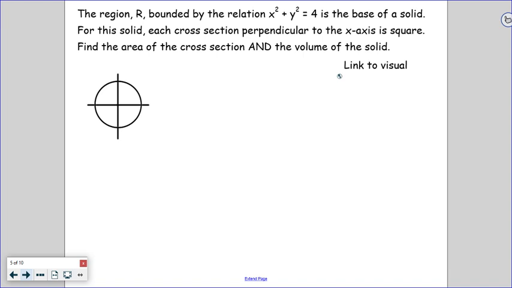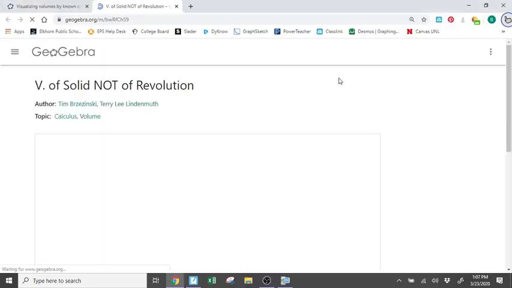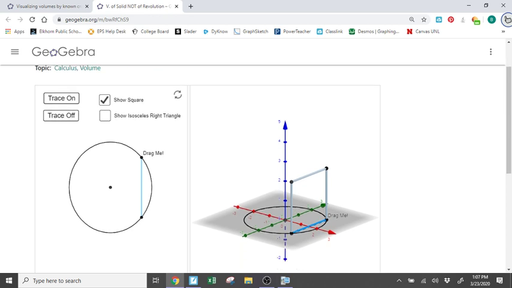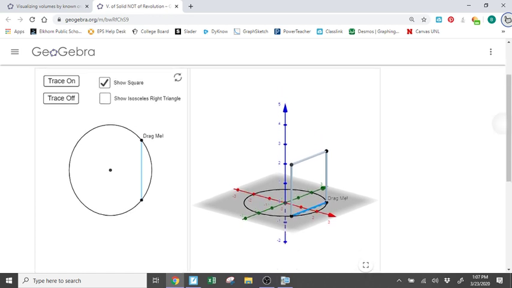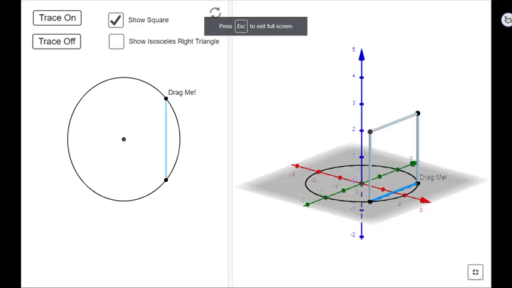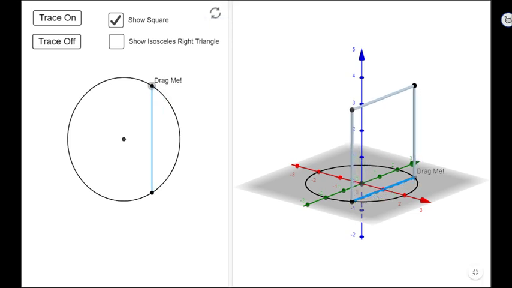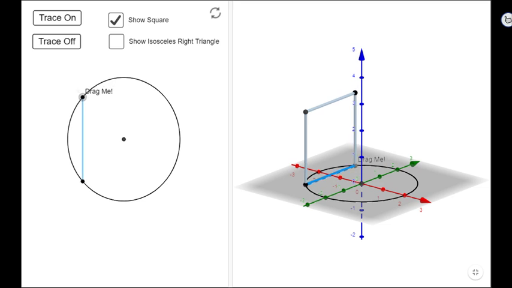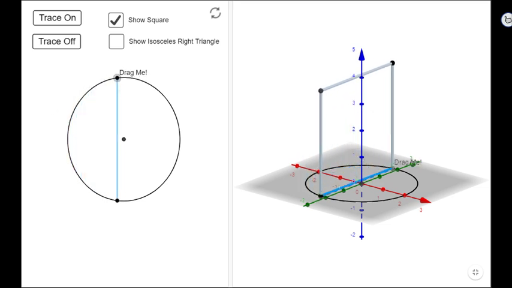I do have, again, a link to a visual on this one. So if we were to go here and look, I found one that has a circle. We are going to do squares on this one. Let's see if I can make this full screen for us. And as we move this across our picture, you can see the square gets bigger as the distance gets the longest on the base there. We've got smaller squares as the base of the square gets smaller, all the way across our picture.